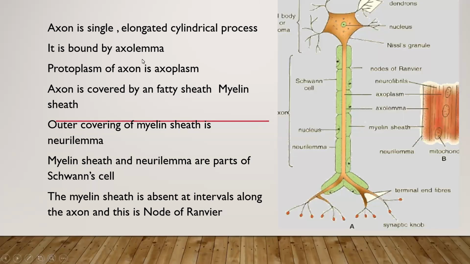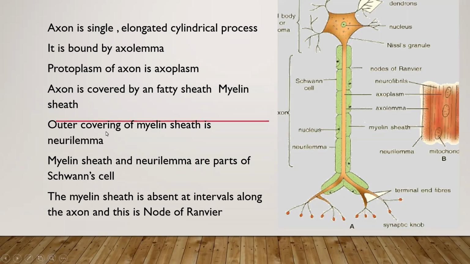It is bound by exolemma. Can you see this exolemma? Here they have shown in detail a single axon, or the structure of axon. So axon is bound by exolemma. This is the axon. What is exolemma? The plasma membrane, or you can say the protective covering outside the axon. You can see this middle one is axon, and the protective covering outside the axon is called exolemma.